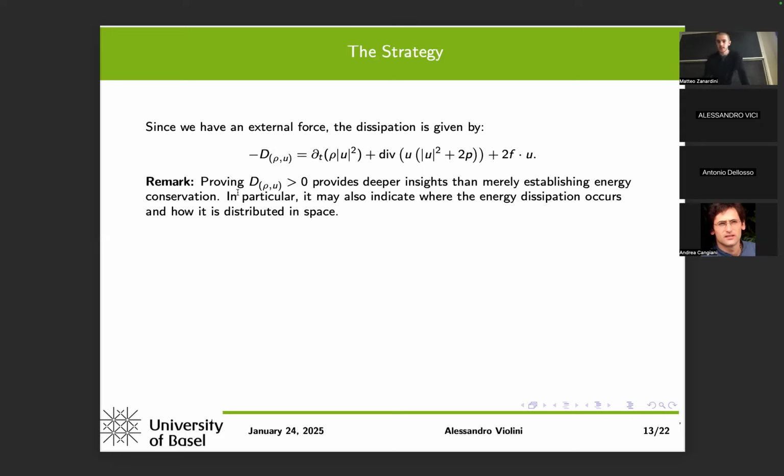As I said before, proving that the distribution is positive in this case is much better than just proving that the global energy is conserved. Because if you prove that the global energy is conserved, you don't know where, maybe the energy is just moving in the domain.